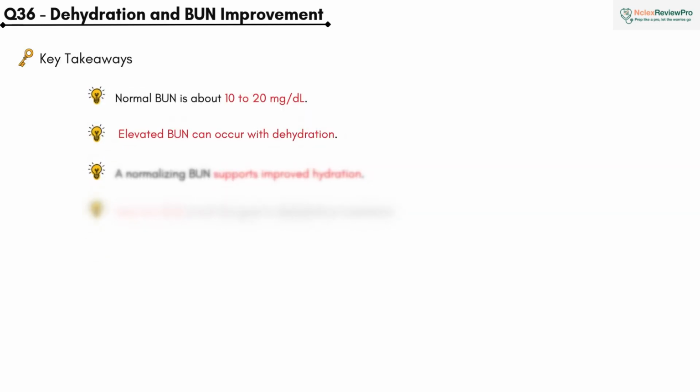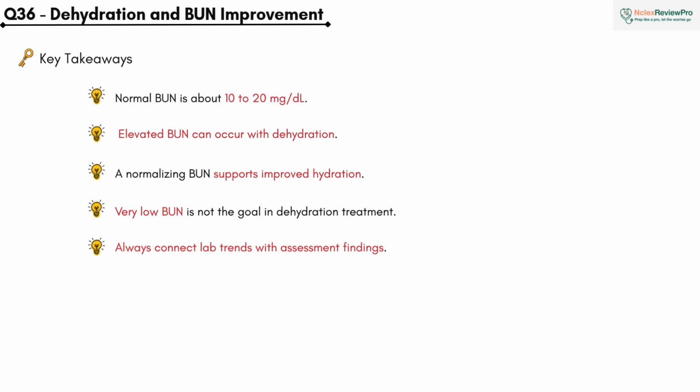The key takeaway is this. Normal BUN is about 10 to 20 milligrams per deciliter. Elevated BUN can occur with dehydration. A normalizing BUN supports improved hydration. Very low BUN is not the goal in dehydration treatment. Always connect lab trends with assessment findings. Okay, let's keep building clinical judgment and move on to the next question.